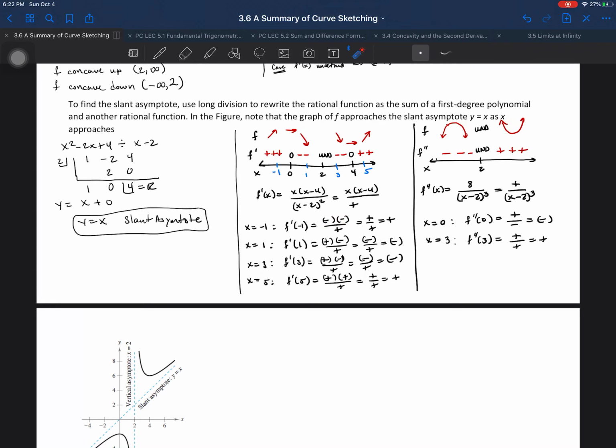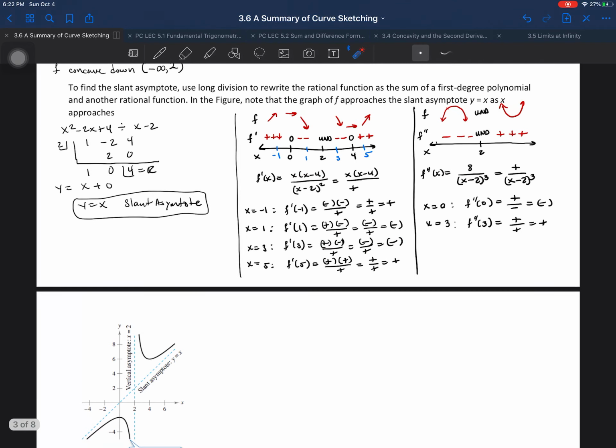Plugging in 1, that will give us positive and negative. Positive times negative is negative, over positive is negative. Plugging in 3 here, plugging in 3 there, that gives us positive and negative. So positive times negative is negative. That gives us negative over positive, which is negative. And 5, that will give us positive and positive, over positive gives us positive. So we have positive, negative, negative, positive. So that means the function is going to be increasing, horizontal, decreasing, undefined, and then decreasing, horizontal, and increasing.